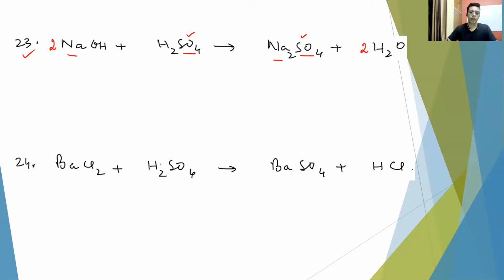Barium chloride plus sulfuric acid gives barium sulfate plus HCl. So this sulfate and sulfate is 1. Barium is 1. Chlorine 2, hydrogen 2. So if you place 2 here in HCl, this will be balanced. So these are 24 equations taken from the chapter in one of your textbooks.